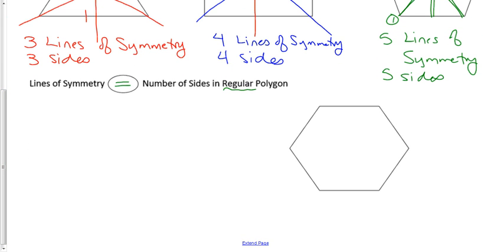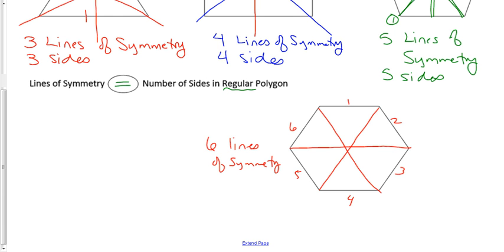And we could do this one as well, but let's just write down how many lines of symmetry this regular polygon will have. Let's count our sides. 1, 2, 3, 4, 5, 6. So this will have 6 lines of symmetry. And again, you can always draw them in, corner to corner, and then write down the middles, and that should give you 6. Next page.